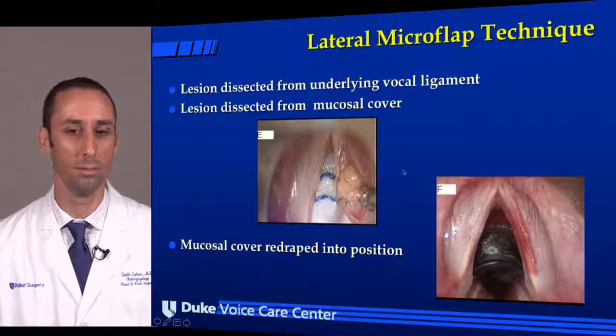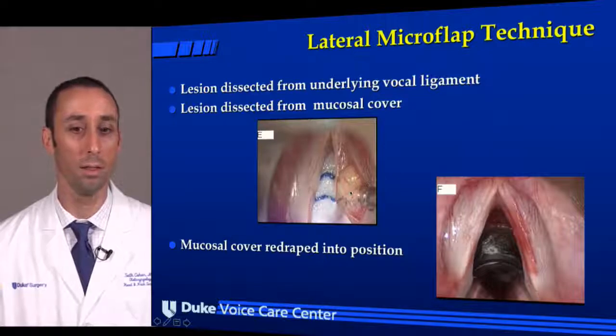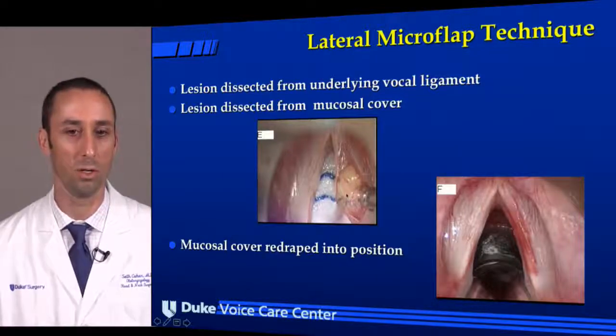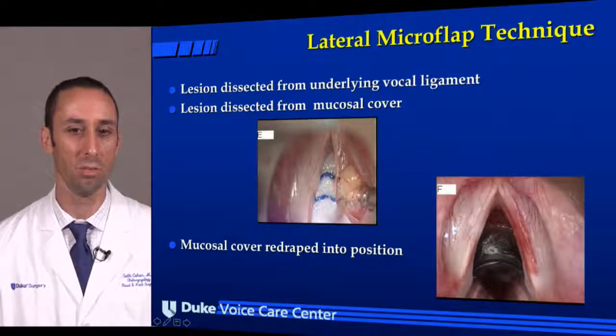So here we are now working within the superficial layer of the lamina propria. And you can see that this cyst is well defined. Here's part of the wall right here. You can see here the margin is over here, and then here's the margin. The vocal ligament is going to be over in this location.